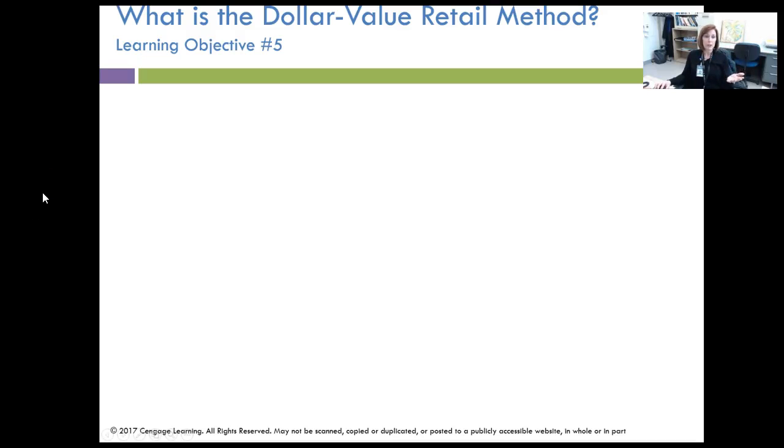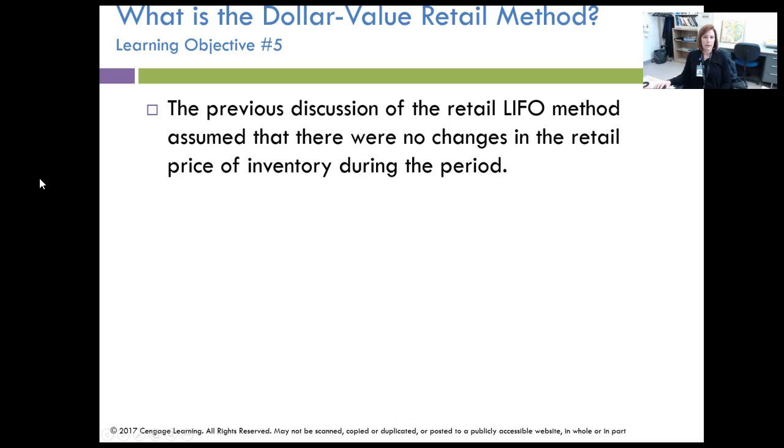We're going to wind up this chapter by discussing the dollar value retail method as well as the effects of inventory errors. So buckle up for this one.